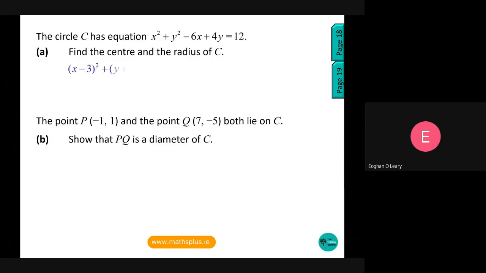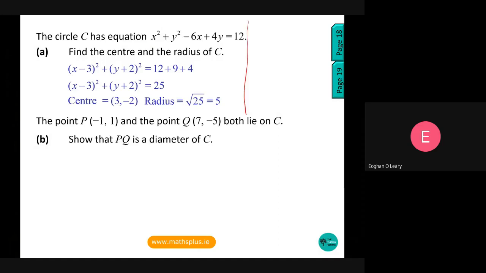Two different ways of doing it. You can do the completing the square method. So you get (x minus 3) squared plus (y plus 2) squared equals 12 plus 9 plus 4. You simplify down to (x minus 3) squared plus (y plus 2) squared equals 25. Then you can go straight from there to say your center is (3, minus 2) and your radius is 5. Now, some people are looking at that going, what did I just do there?